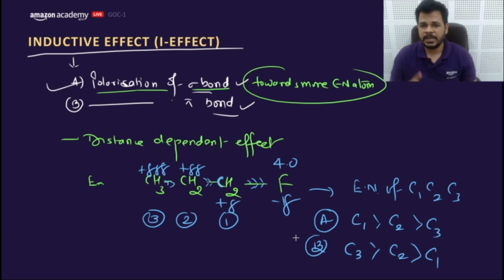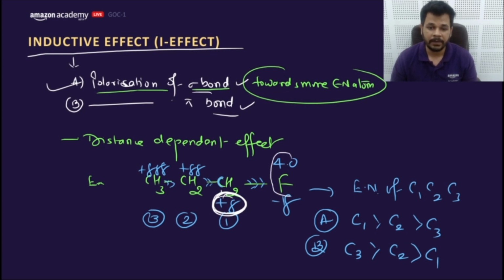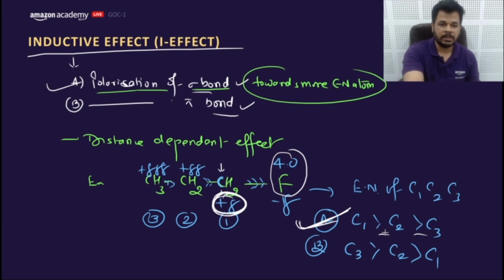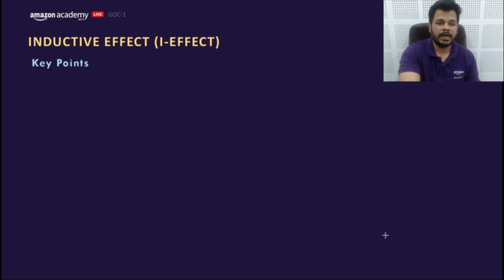Electronegativity is the tendency to attract electrons, and the one which has the least number of electrons would have the highest electronegativity. That means carbon 1 has the highest partial positive charge because it is attached directly to the most electronegative element of this earth, fluorine. So this is the most electron deficient carbon. So the electronegativity of C1 would be the highest, then C2 and then C3. So A would be the answer, guys. Let's move. This is inductive effect.